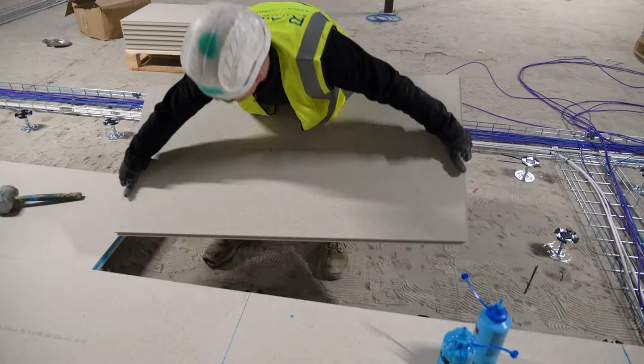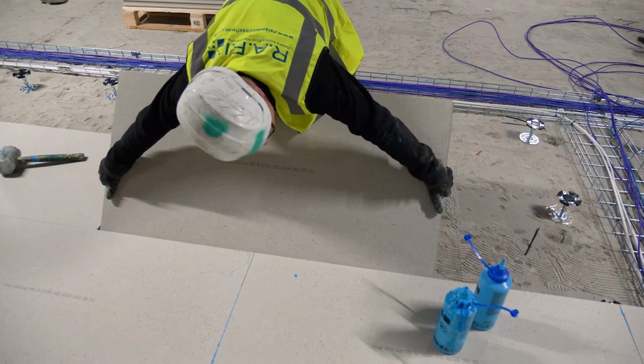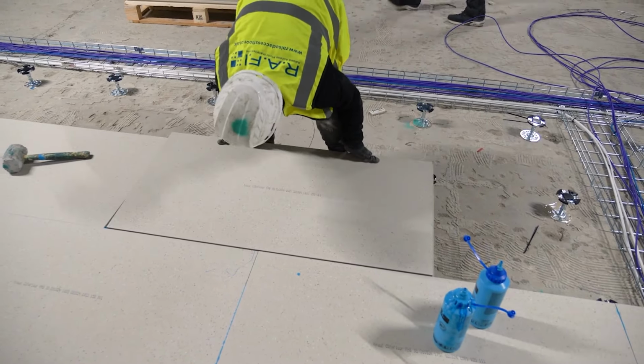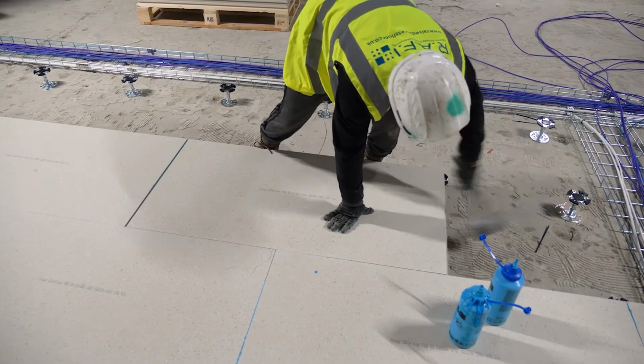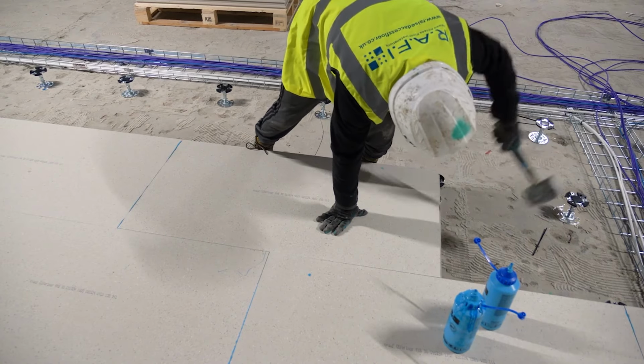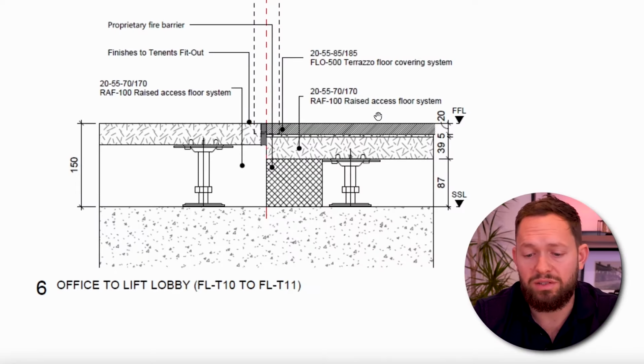That is gypsum fibre screed boards installed on a pedestal system that can allow you to achieve a very high performance loading. It's completely flat when installed and provides the ideal substrate for a range of different hard finishes, including, as described here, a terrazzo floor system.